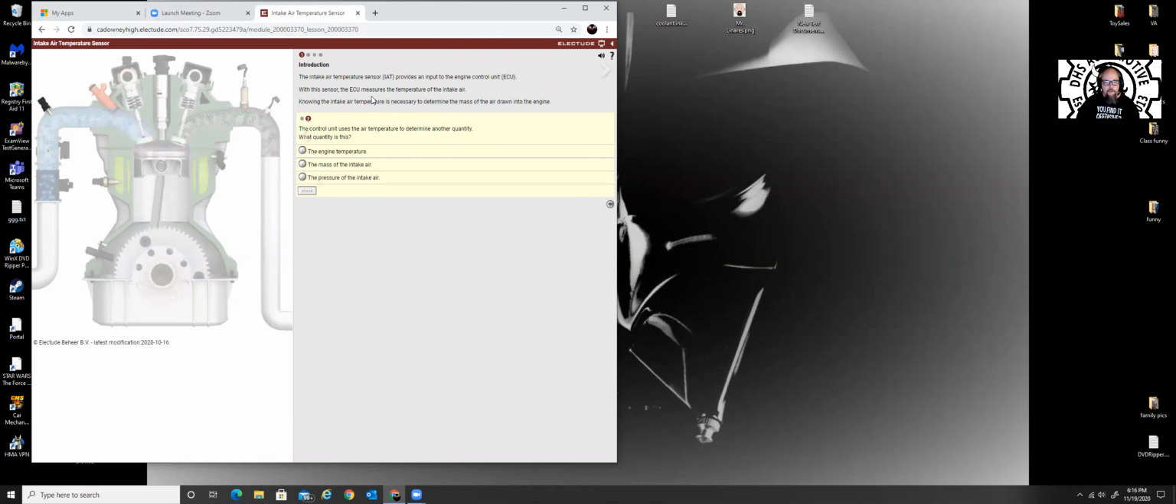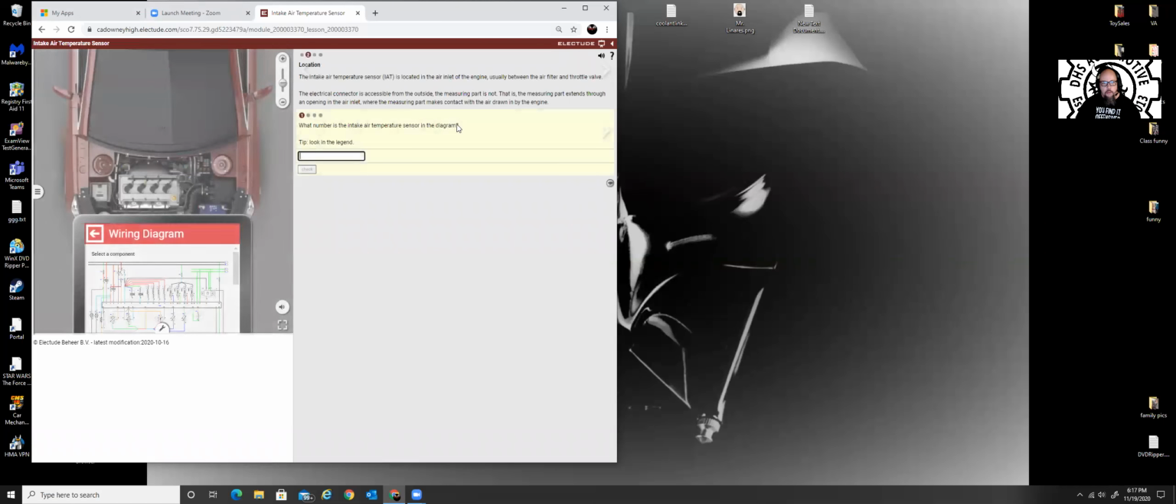That the sensor is used to determine how much air is coming into the engine, the mass of the air coming on in. It is, generally speaking, a part of the mass airflow sensor. Sometimes it's a part like this one here, where it's all by itself. A lot of times it is in the same unit as the mass airflow. The intake air temperature sensor is located at the air inlet of the engine, usually between the filter and the throttle valve, okay, or throttle body.